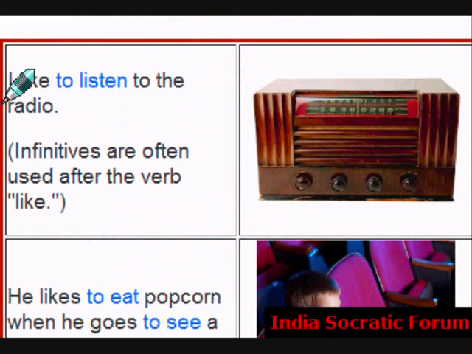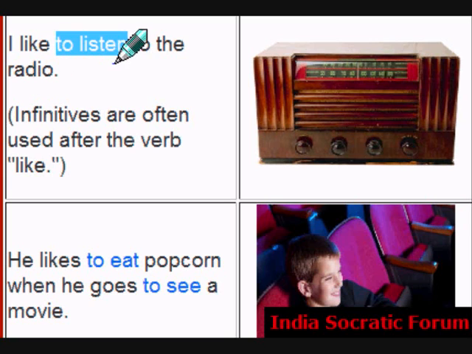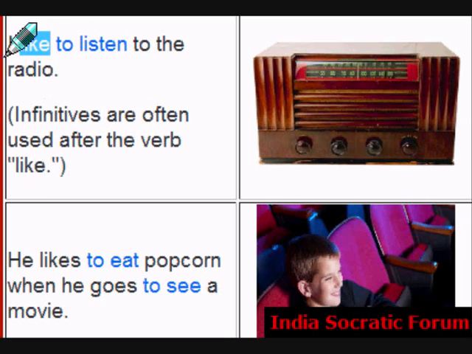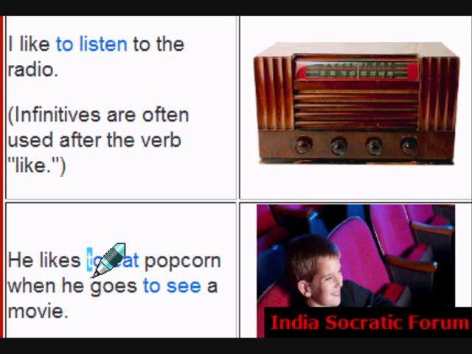Let's see more examples. I like to listen to the radio. To listen. Infinitives are often used after the verb like. Every time we use the verb like, we use the infinitive to listen. He likes to eat popcorn when he goes to see a movie. Right? To eat, to see are infinitives.